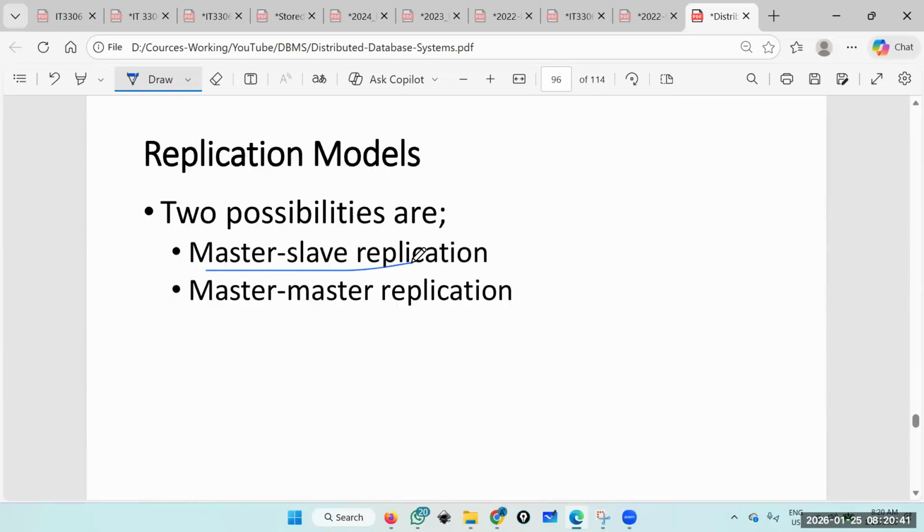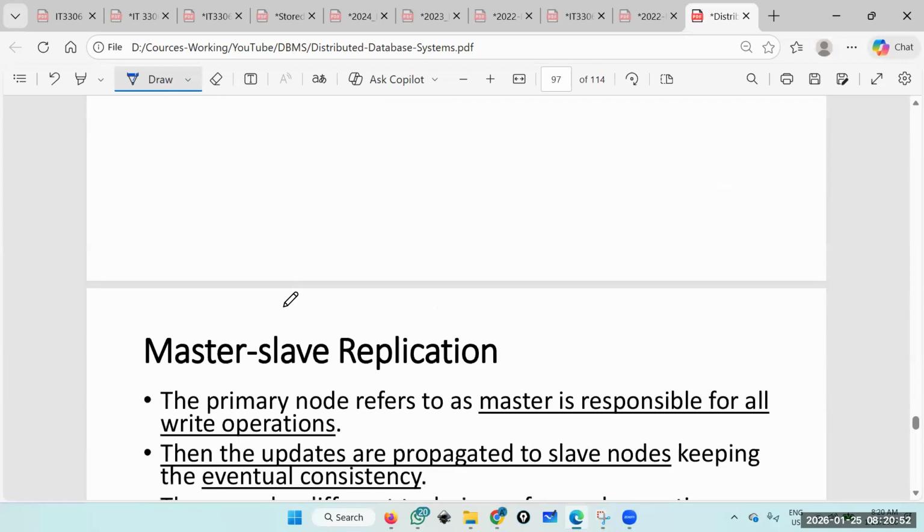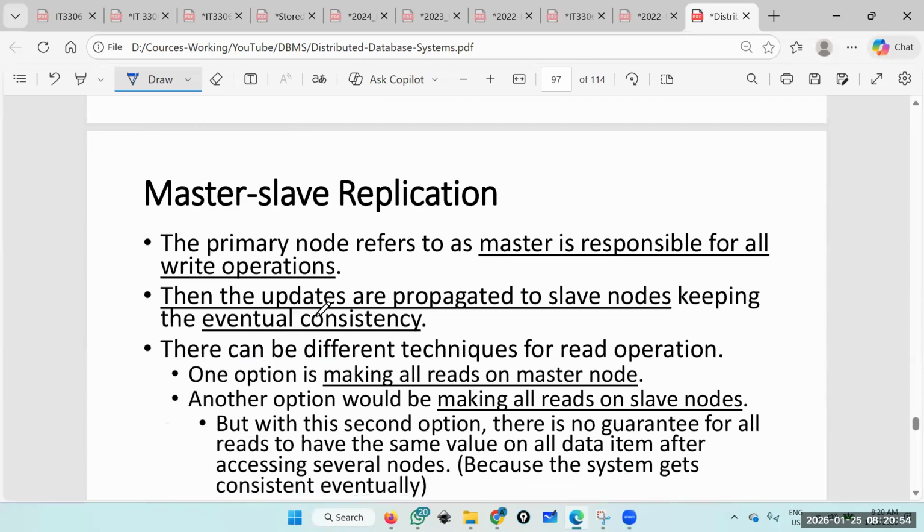Again, you have master slave versus master master. I don't know, for some reason they call it master master rather than peer to peer in this case. But the idea is the same. So in master slave, the master is responsible for all write operations. All the read operations are done on slaves. The master needs to propagate changes to the slaves. So the concept is the same.